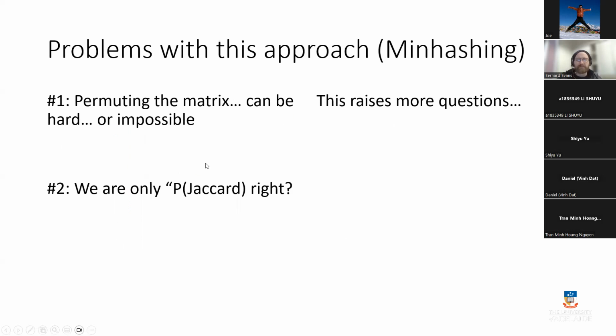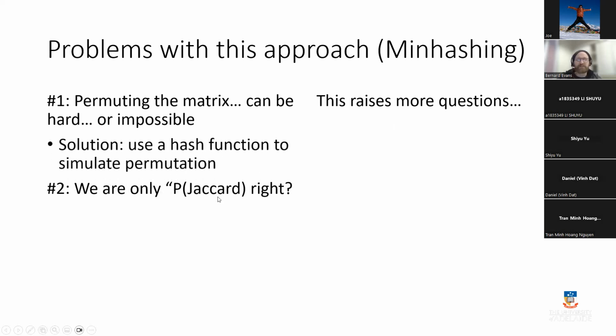We have a way around that. Sorry, permuting the matrix is hard and sometimes impossible. We could use a hash function to simulate the permutation. This is where computer scientists got involved. They're like, oh, but then I might have to sort it. What if I just made a hash and then picked the row according to the hash? Then I wouldn't have to sort it. So I'll create a whole bunch of hashes and use them as my randomization. So we're using hashes to get hashes.